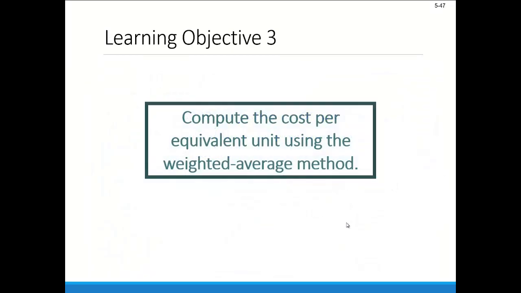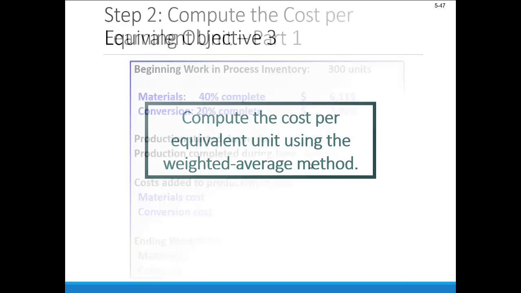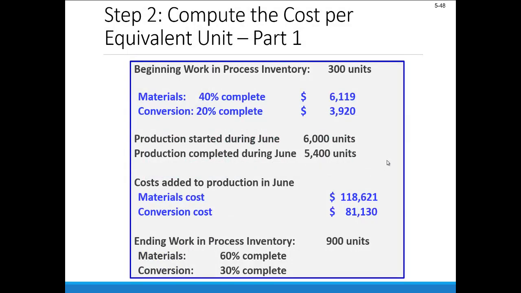Okay, learning objective 3 here was to take what we know about equivalent units and calculate the cost per equivalent unit using this same weighted average method. So let's get some more data here. Let's say that in one particular processing department, we had the beginning work in process inventory of 300 units. This is from the earlier example. They were 40% complete for materials, 20% for conversion, and here are the costs that were sitting there in work in process. A little over $6,000 in materials costs, a little under $4,000 in conversion cost.